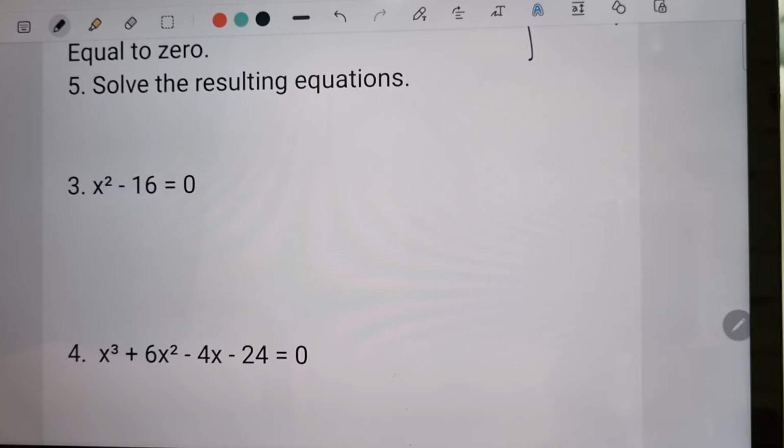So paano malalaman na pwede nating i-apply yung difference of two squares? Alamin niyo yung first term, perfect square, second term, perfect square, and there is a minus sign here.